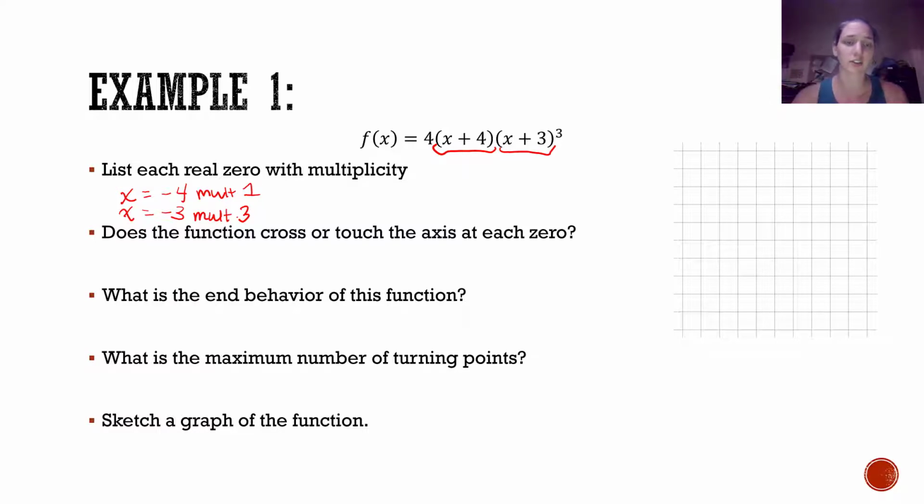So then we're asked, does the function cross or touch at each zero? Well, it's going to cross at both. Both 1 and 3 are odd, so therefore it crosses. If it had been even, it would touch, right? Okay. What's the end behavior?